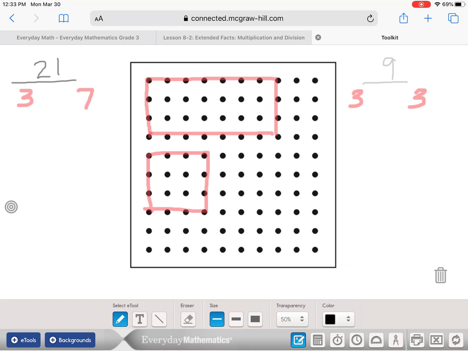Finally, the last one I could do is 15. And to make 15, I could do a 5 by 3. So I go up 3, and I go over 5, and it looks like that. And so one side is 3, and the other side is 5. Go ahead and make sure you have all of those written in under this section that says area with odd number of square units.